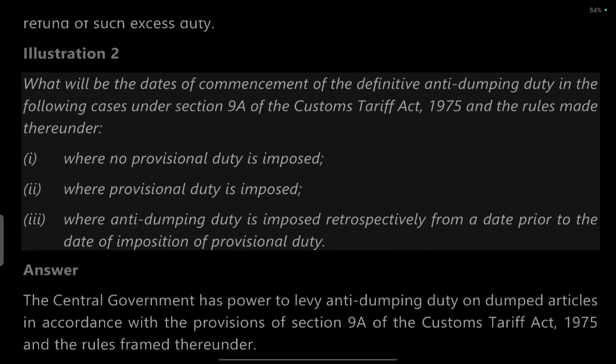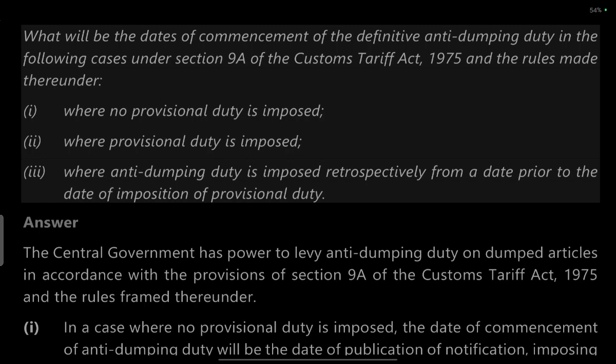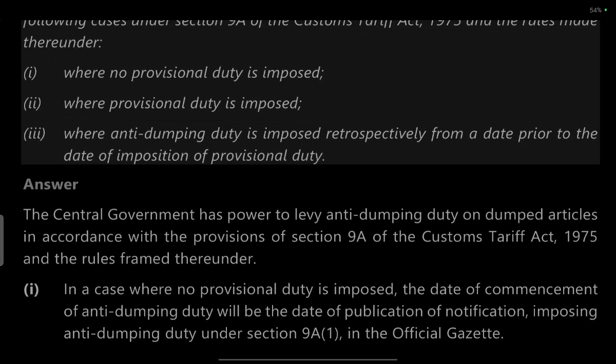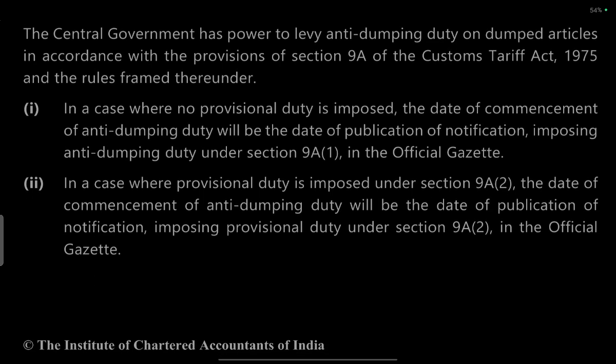Illustration 2. What will be the date of commencement of the effective anti-dumping duty in the following cases under section 9 of the Customs Tariff Act and the rules made therein: where no provisional duty is imposed, where provisional duty is imposed, and where the anti-dumping duty is imposed retrospectively from the date of imposition of provisional duty? The central government has the power to levy anti-dumping duty on dumped articles in accordance with the provisions of Section 9A of the Customs Tariff Act 1975 and the rules framed thereunder.